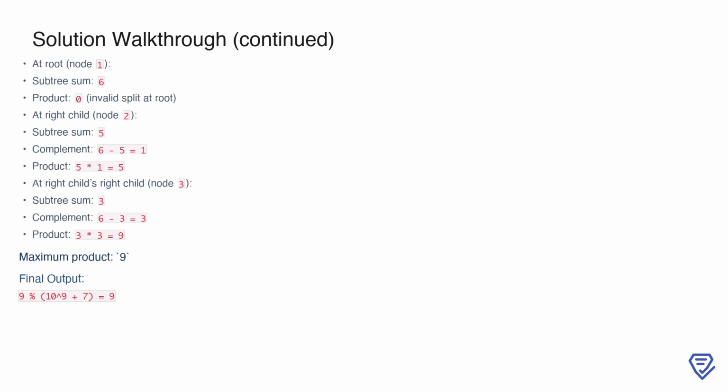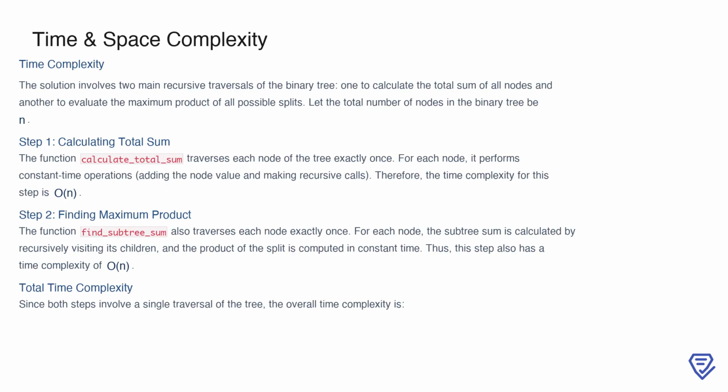At the right child's right child, node 3, the subtree sum is 3, and the complement is also 3. The product is 3 times 3, which equals 9. Among these splits, the maximum product is 9. Since this value is already less than 10 to the power of 9 plus 7, the final output is simply 9. To analyze the time complexity of our solution, we need to consider the two main steps involved.